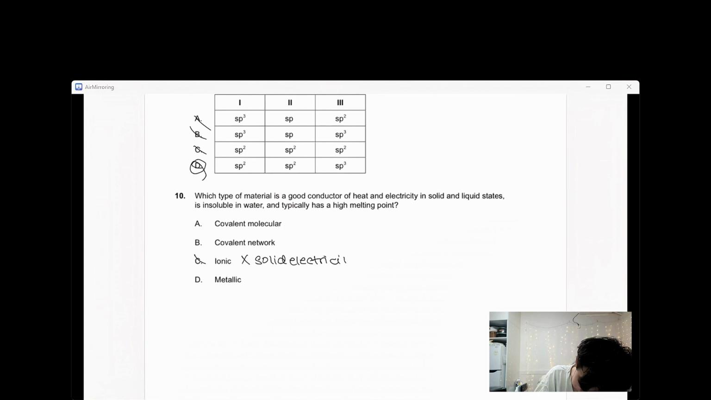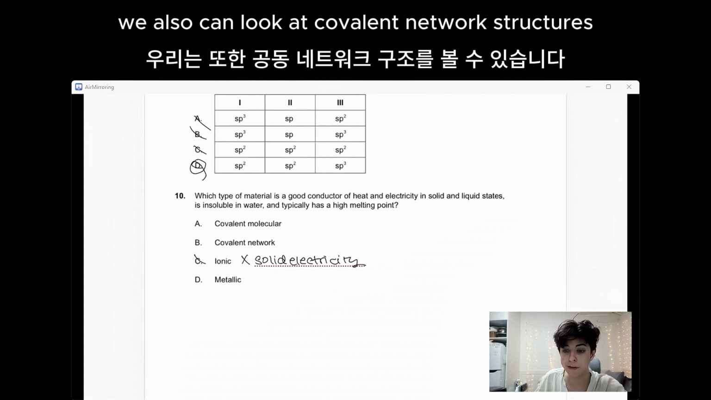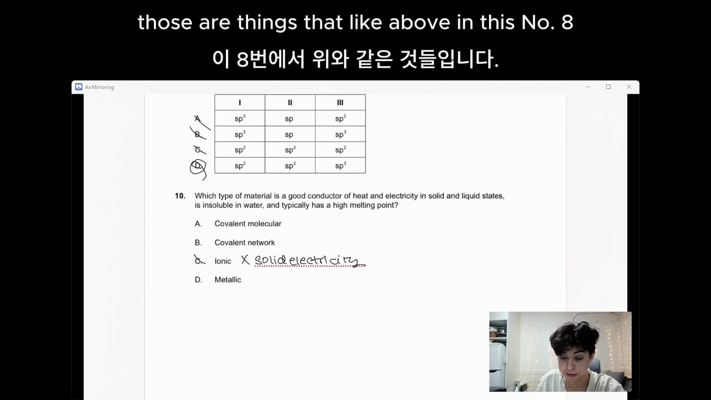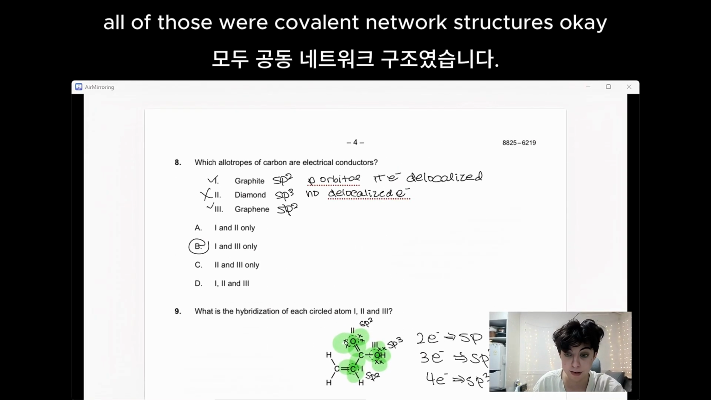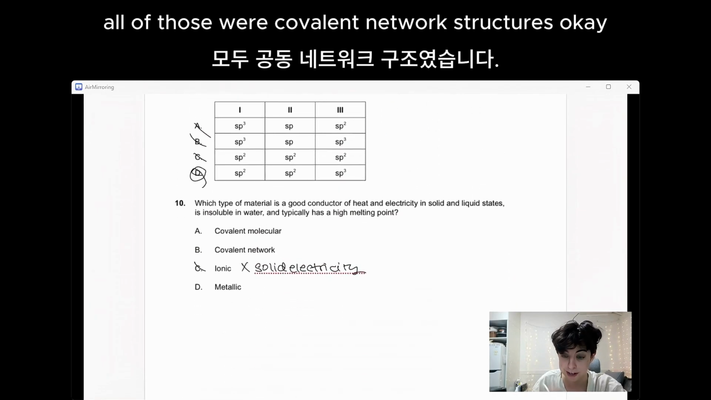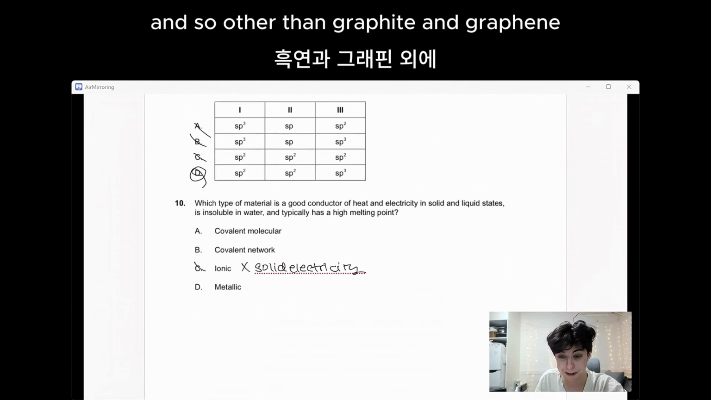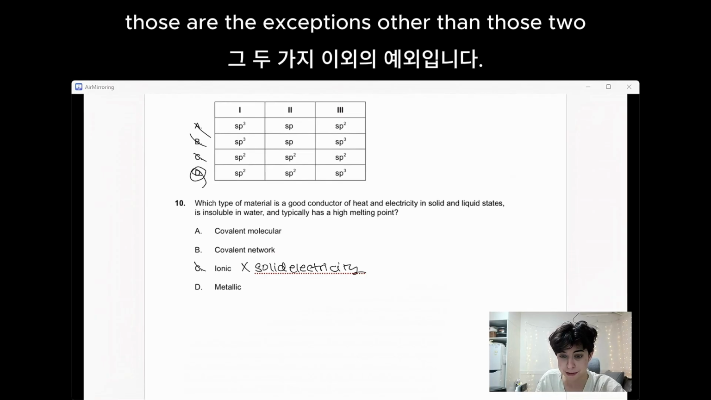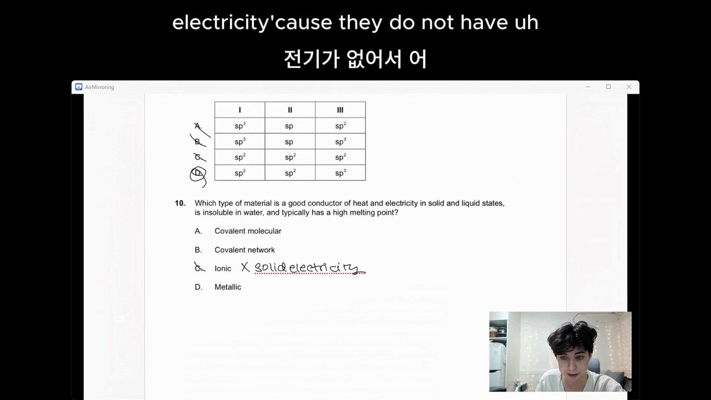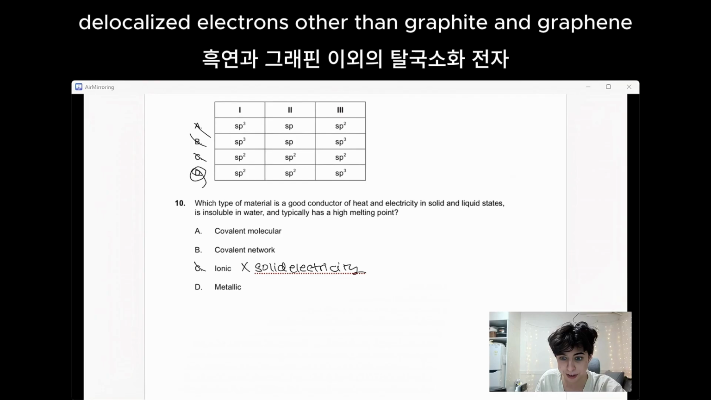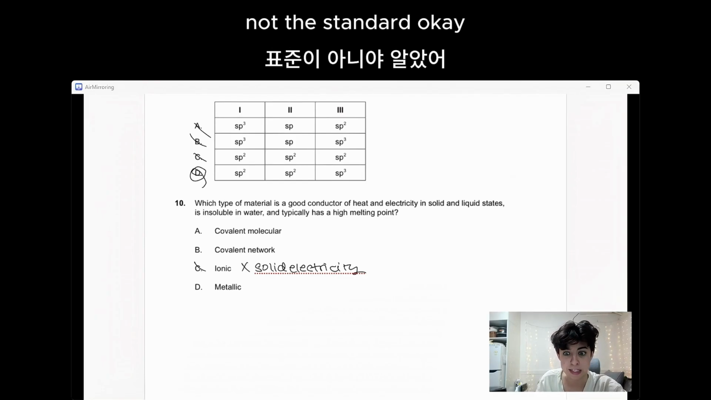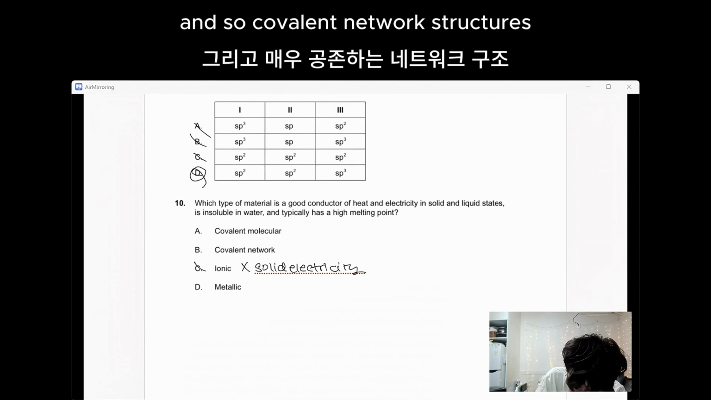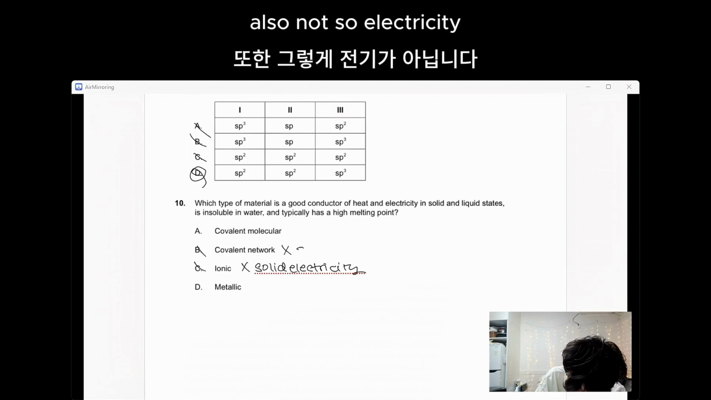Okay? Meanwhile, we also can look at covalent network structures. Those are things like above in this number 8, where we had graphite, diamond, graphene, all of those were covalent network structures. Okay. And so other than graphite and graphene, those are the exceptions. Other than those two, they don't really conduct electricity because they do not have delocalized electrons. Graphite and graphene serve as exceptions, not the standard. Okay. And so covalent network structures also do not conduct electricity.